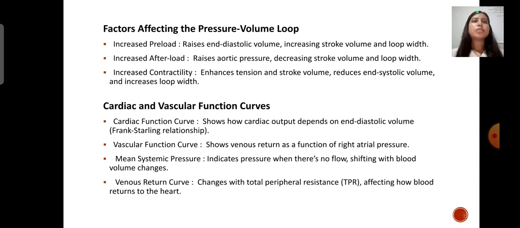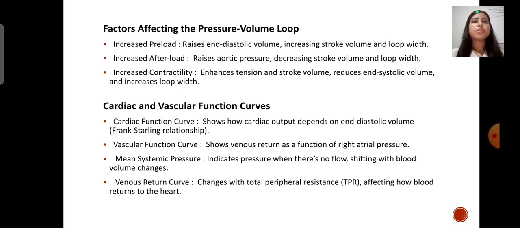Now, the factors affecting the pressure-volume loop are: increased preload, where there is a rise in the end diastolic volume, increasing stroke volume and loop width. There is also increased afterload, which raises the aortic pressure, decreasing stroke volume and loop width, and increased contractility, which enhances the tension and stroke volume, reduces end diastolic volume, and increases the loop width.